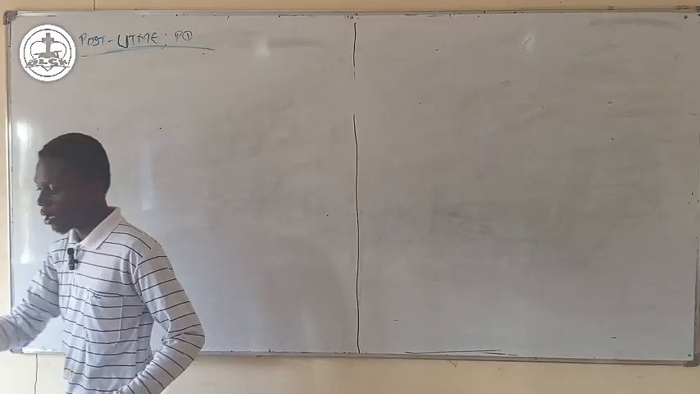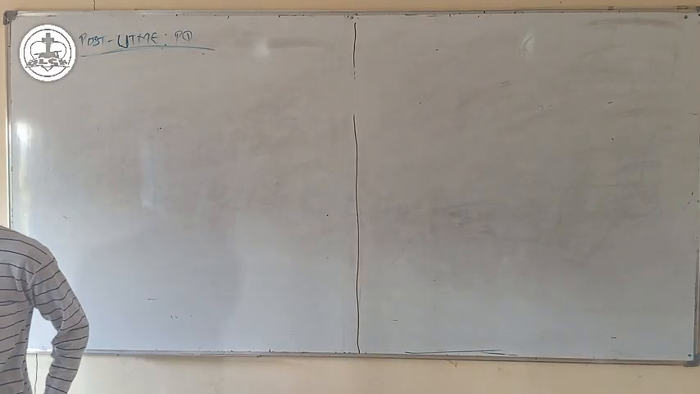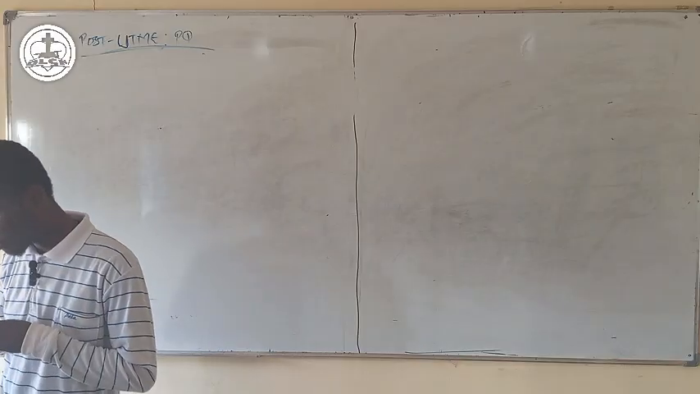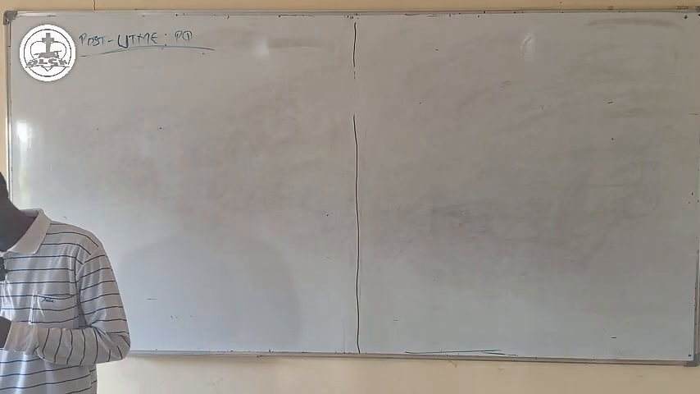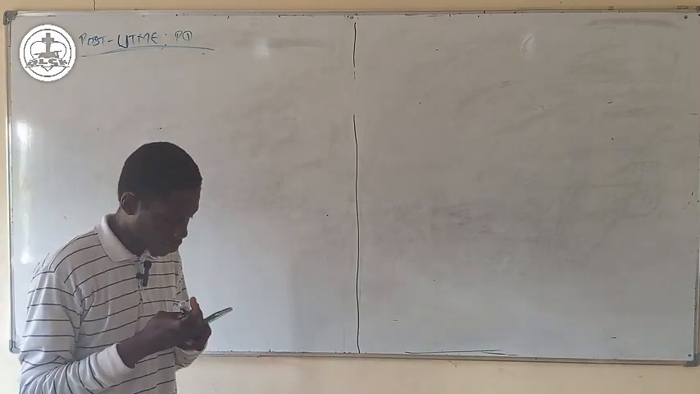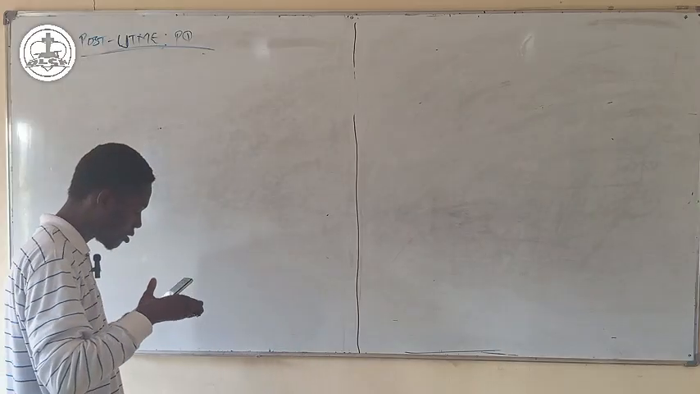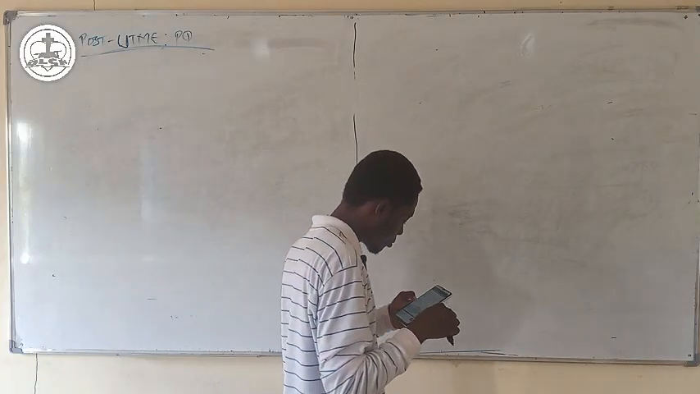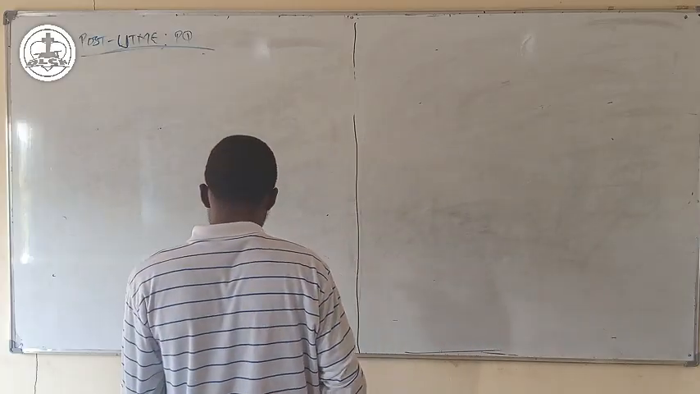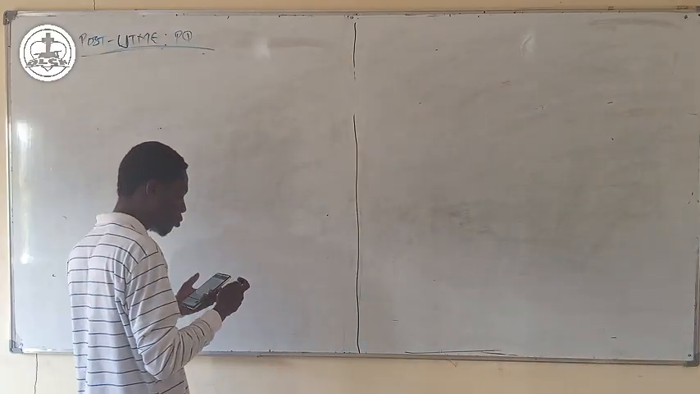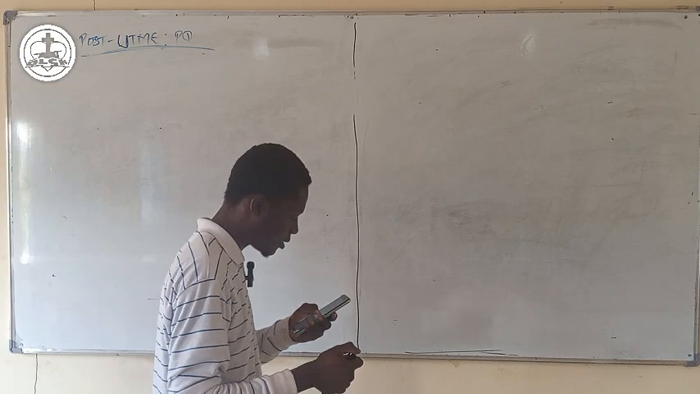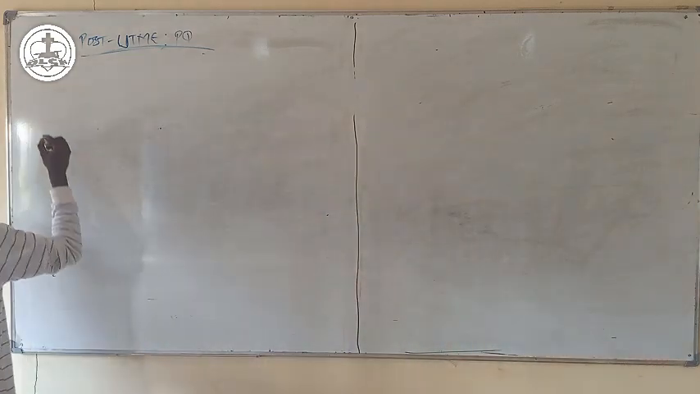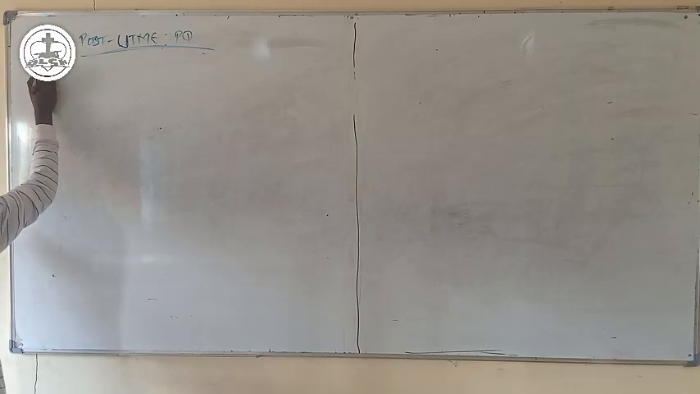So, our next question. Number 56 states that the weights of 30 newborn babies are given below, and we're going to find the mode. Let's write it out. It's very easy.